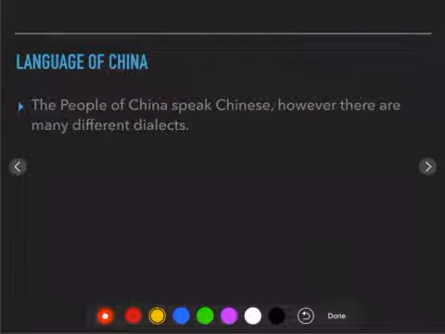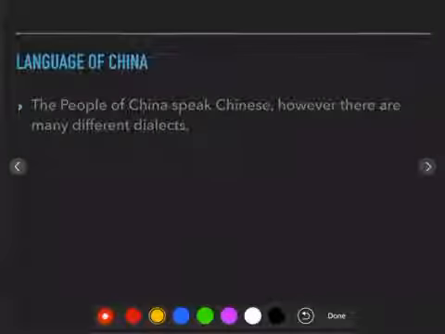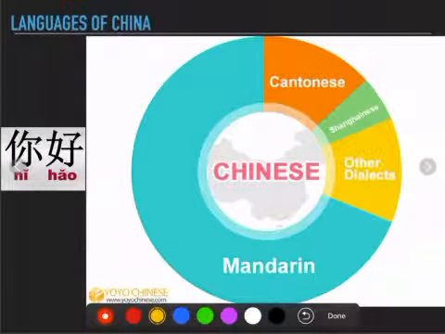All right, so here's one way that I would see oftentimes maybe someone would describe the language of China. The people of China speak Chinese. However, there are many different dialects. Next slide. That's boring. I didn't learn anything. All right, here's another way you could do it. In China, the most popular language is Chinese. However, there's a few different dialects.